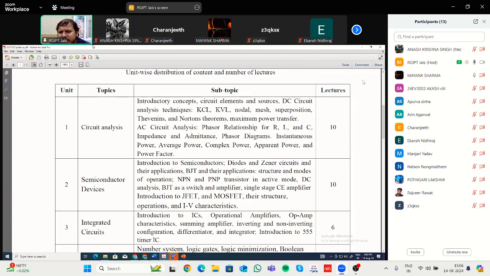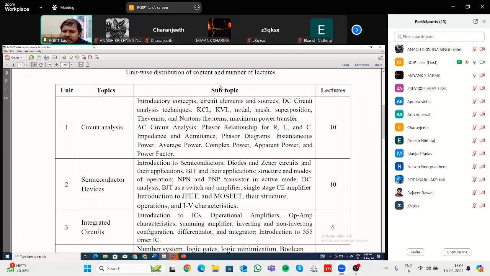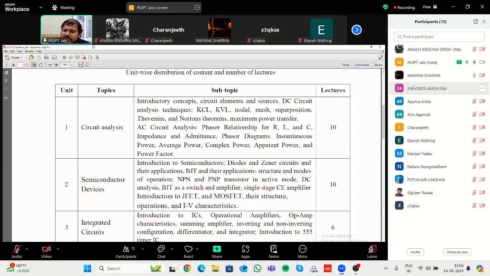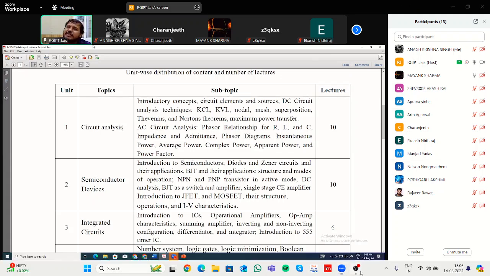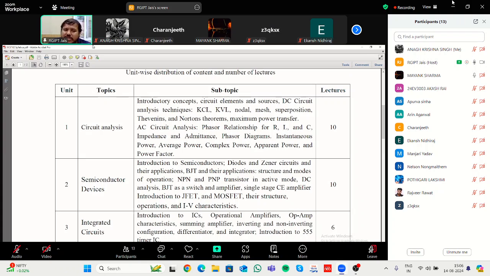So we'll start with the introduction, diode, Zener diode, and their application, BJT, different configurations, how it can act as a switch or like an amplifier, all those things: NPN, PNP transistors in active mode, DC analysis, BJT as a switch and amplifier, single stage CE amplifier. Then we'll move to JFET, junction field effect transistor, and MOSFET, metal oxide semiconductor field effect transistor, their structure, operation, IV characteristics. Again, there are two subjects that go into the detail of this second unit.